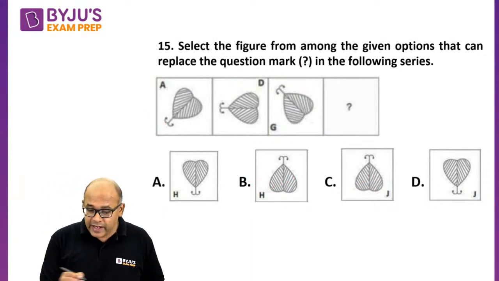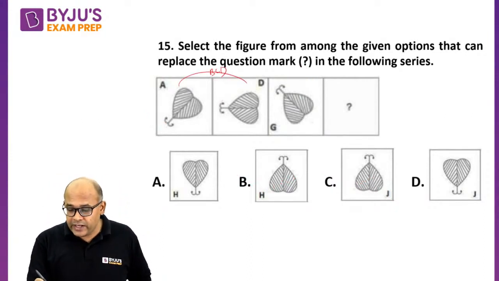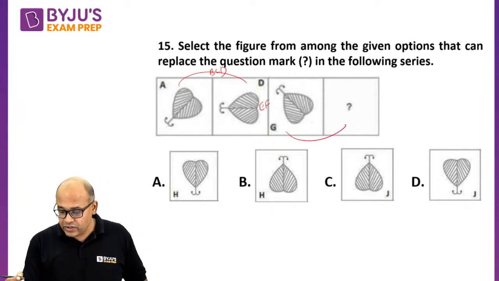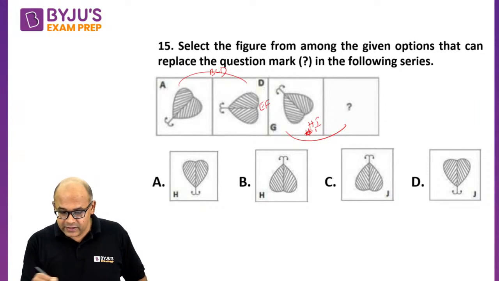So you have A, then you have B, C, D, then you have D, E, F, G, then H, I, should be H, yeah, E, F, G is there, then you have H, I, and then J. So D should not come here, and then J.